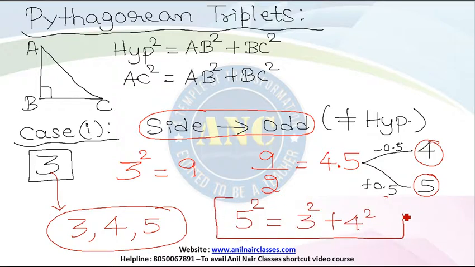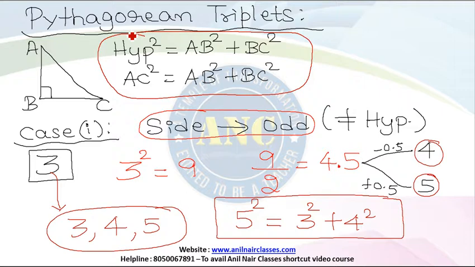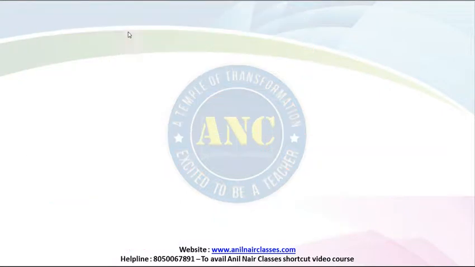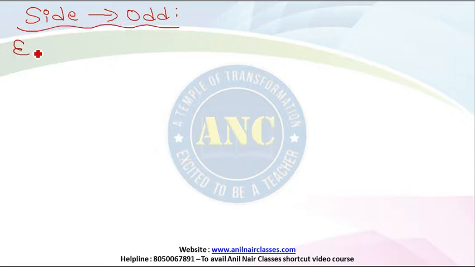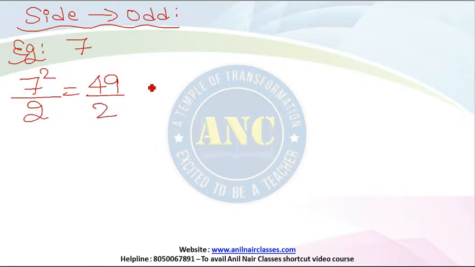Because these three values satisfy the Pythagoras theorem for a right angle triangle, 3, 4, 5 will form a Pythagorean triplet. One more case I will take where the side is an odd number. Let me explain with another example where the side is an odd number. Suppose, for example, let me take the side 7. 7 squared is 49. 49 divided by 2 is 24.5.